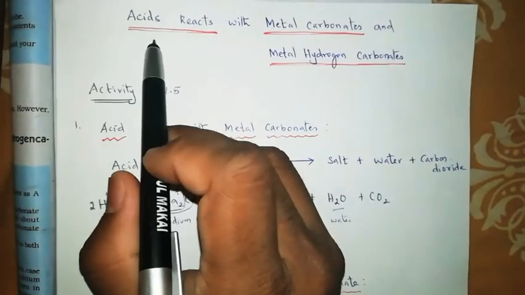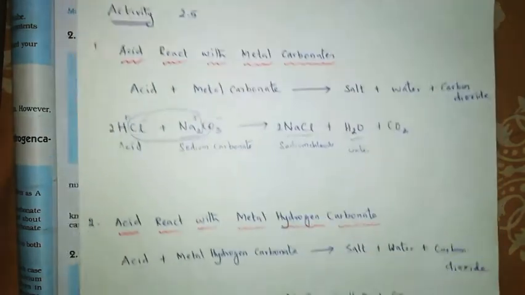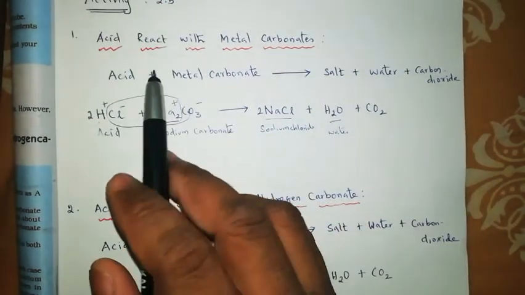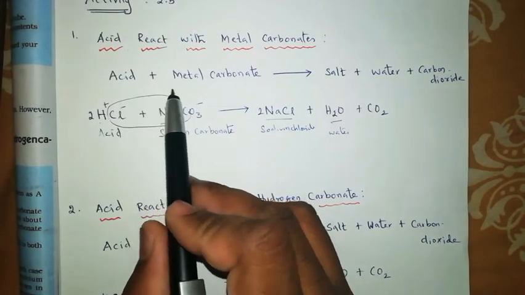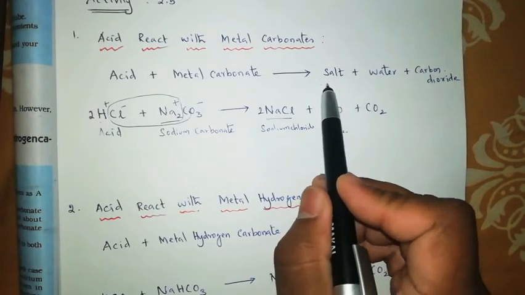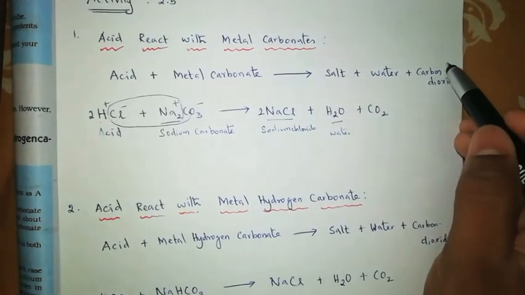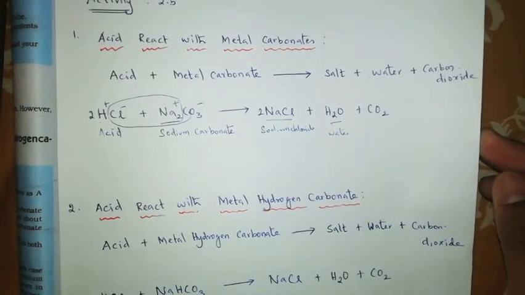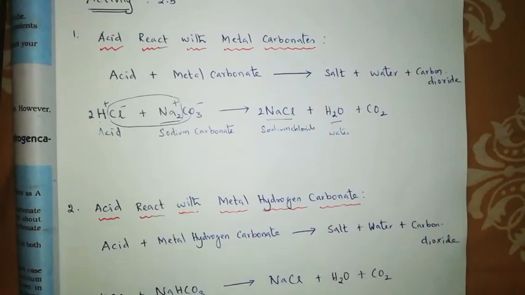Okay, when an acid reacts with metal carbonates and metal hydrogen carbonates, first of all, how does an acid react with a metal carbonate? When an acid reacts with a metal carbonate, it gives three main products. One is the salt, water, and very importantly, carbon dioxide. Okay, and how does this reaction take place here?